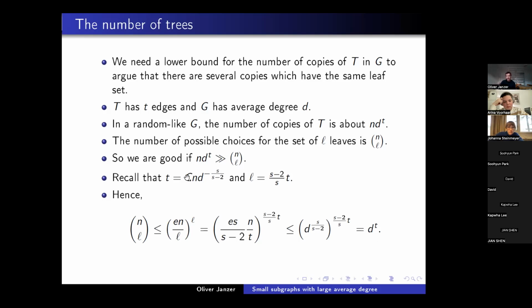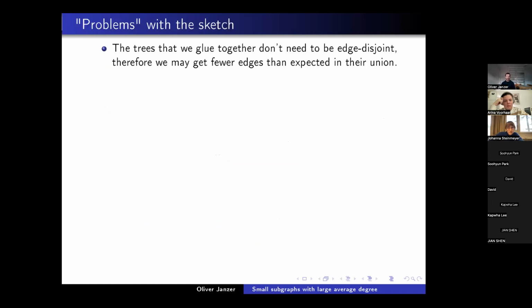And we do understand why we get exactly this answer, this t. We now understand why this is the answer, but it remains to check some details of our argument. We did cheat in a number of places, so let's address those. What were the problems with this sketch? One of the main problems was that these trees we took, there are many trees with the same set of leaves, but they don't have to be edge disjoint. So in their union, if some edge appears more than once, we double counted or triple counted an edge. And we don't have as many edges in the union as expected. So the average degree might be lower than we expected.